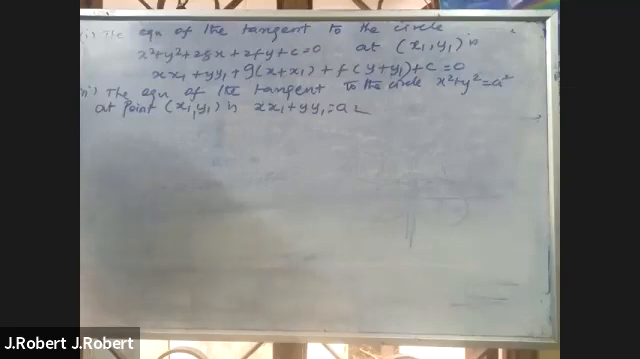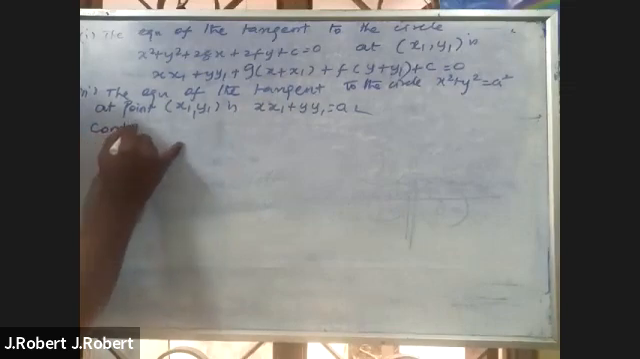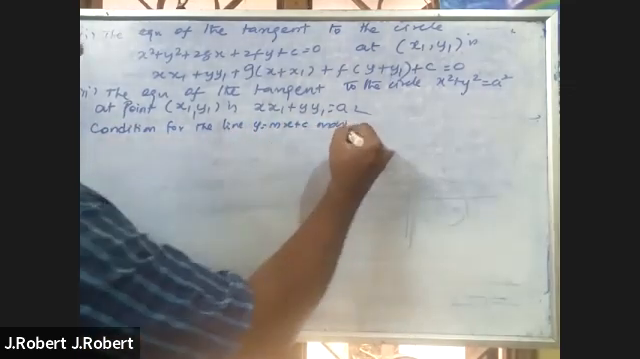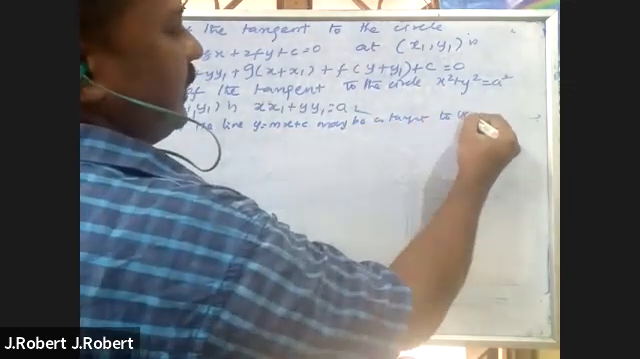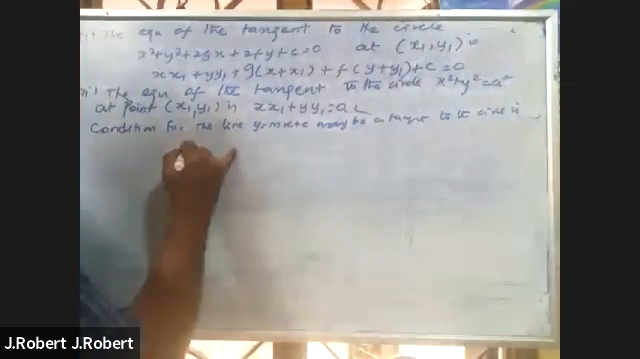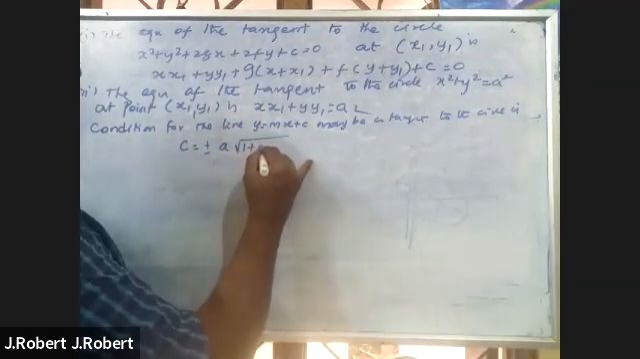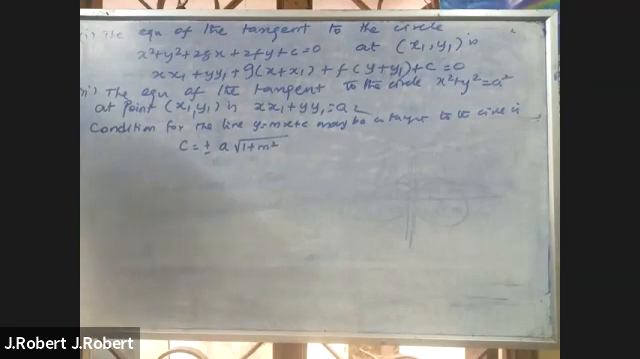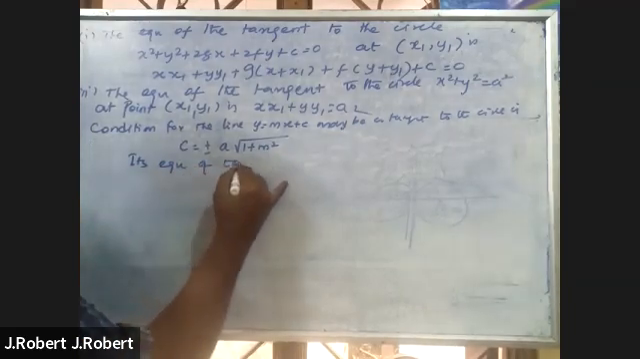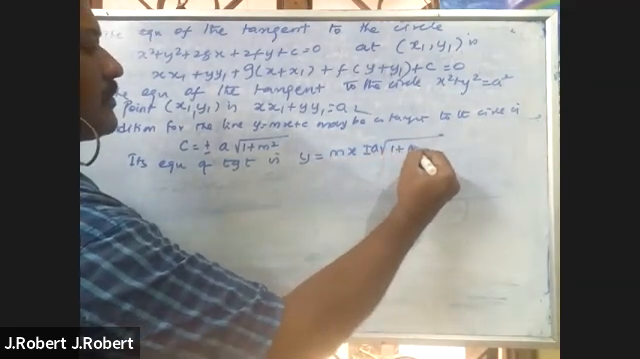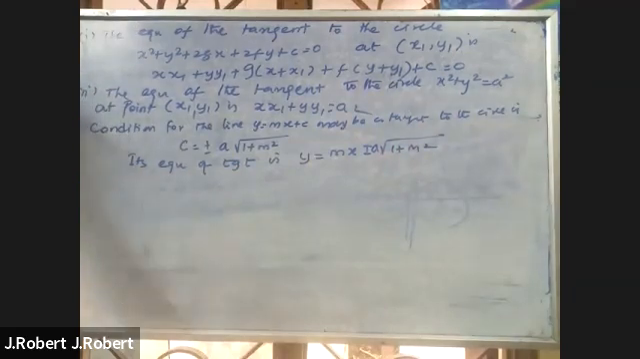Right? I already gave the condition for the line y equals mx plus c to be a tangent to the circle: c equals plus or minus a into root of 1 plus m square. This is the general condition. If any line touches the circle, the condition is c equals plus or minus a into root of 1 plus m square. Its equation of tangent is y equals mx plus or minus a into root of 1 plus m square. This is the equation of the tangent when the line touches the circle.